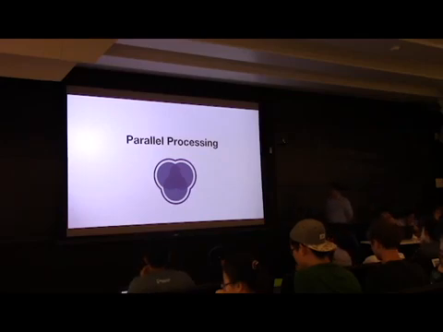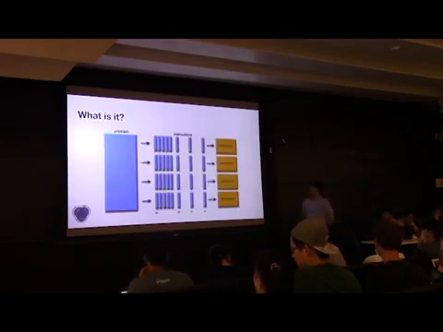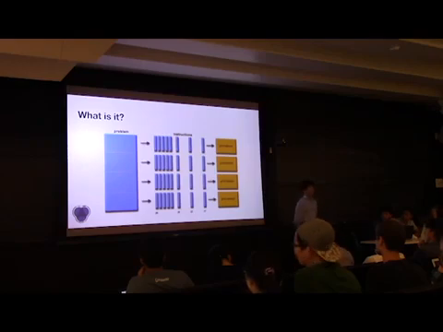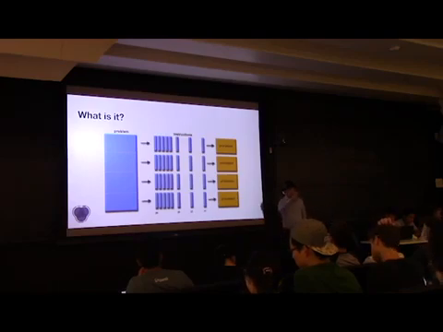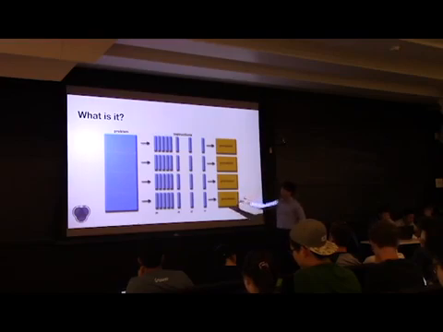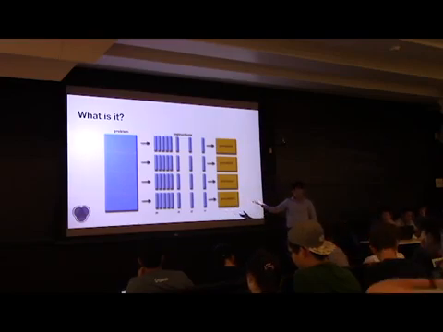Okay, so let's talk about parallel processing. What is parallel processing? It's quite simple. It's basically processing things that you would otherwise run in a sequence. You break it down into sub-processes that can be run concurrently. So this is a good visual of how that works.